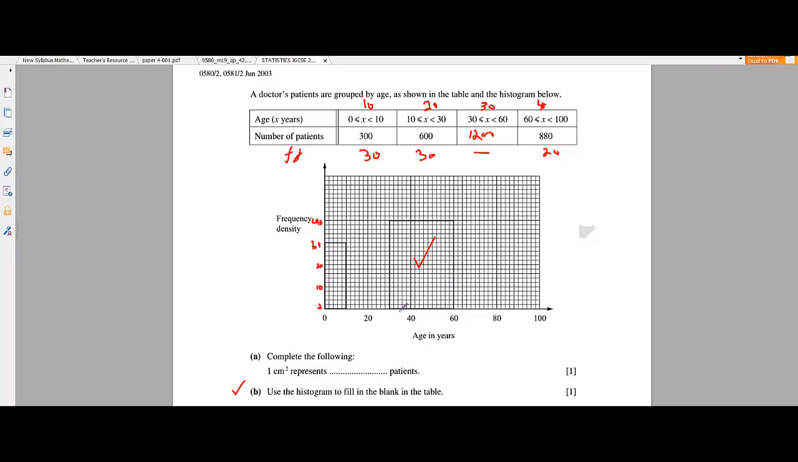So okay, the width of the bar is 30 and the height of the bar is 40, so the area of this bar is 40 into 30, 1200, and 1200 is the frequency.